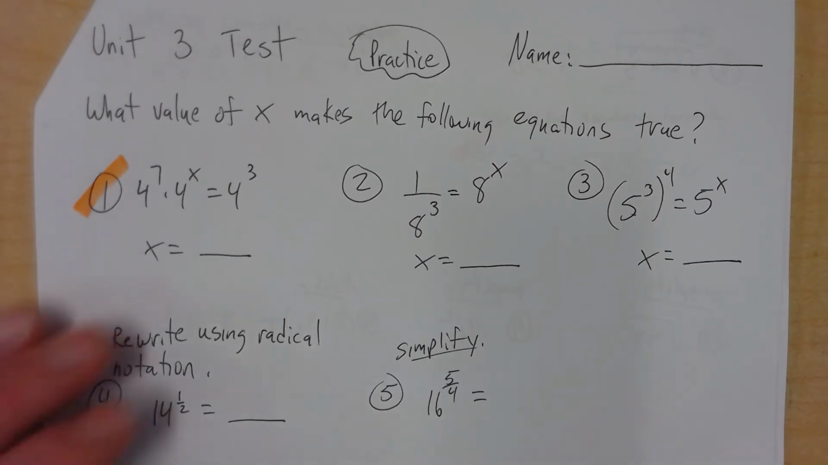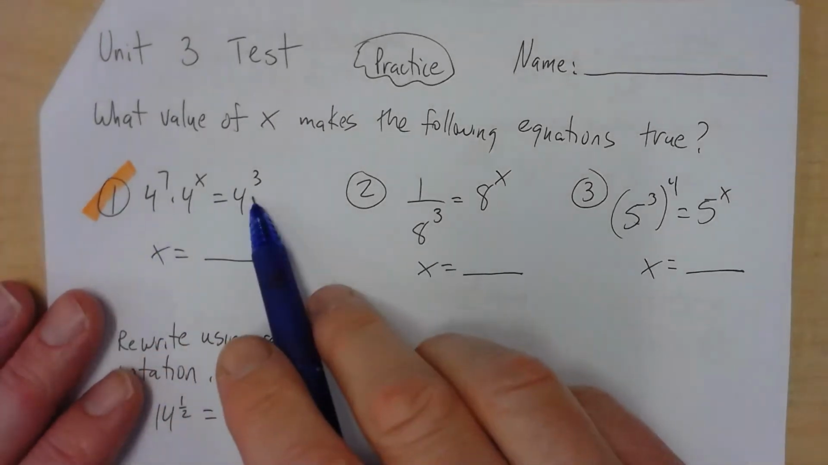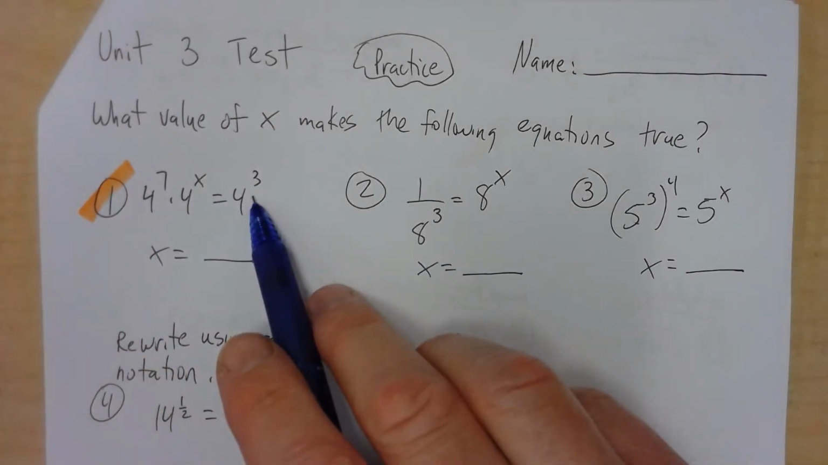Okay, so when you multiply like bases, you add the exponents. That was a basic rule. And this is the most basic rule. 7 plus a negative would be 3. So how about negative 4?